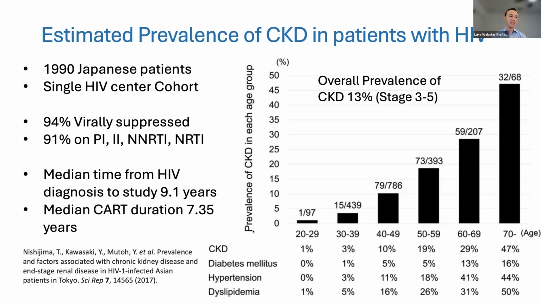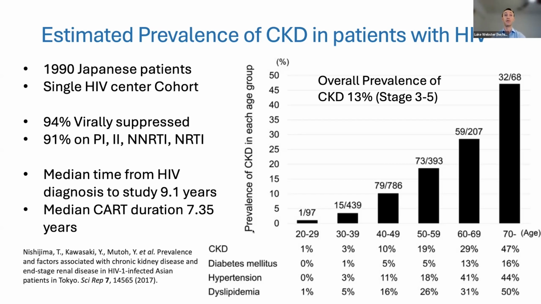But I wasn't really satisfied with that data. So I wanted to present one small cohort that perhaps gives us a slightly more consistent glimpse of what's happening in the real world with these patients. So this is one small study done in Japan. It had almost 2,000 patients in a single center. And they were specifically looking at the prevalence of CKD in their patients that came to their clinic.